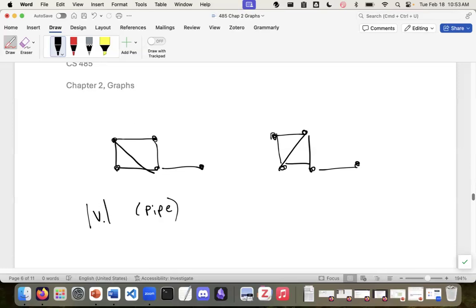So let's see, let's call this one G, this one H. Number of vertices in G is equal to the number of vertices in H. Number of edges in G is equal to the number of edges in H. Are they isomorphic? Can you, like if we choose to label them, can we find this correspondence? I see head shaking. Why is that?